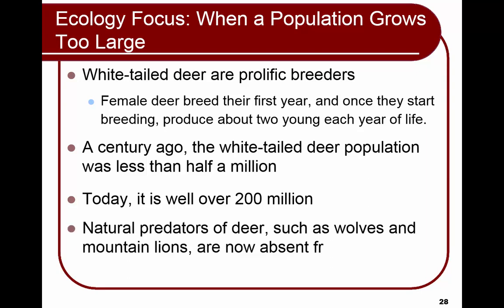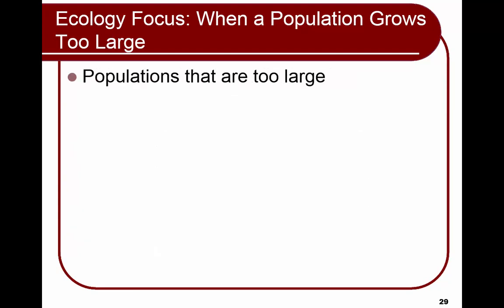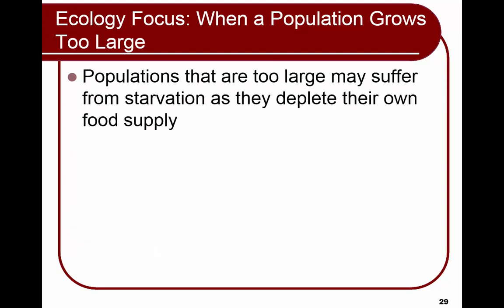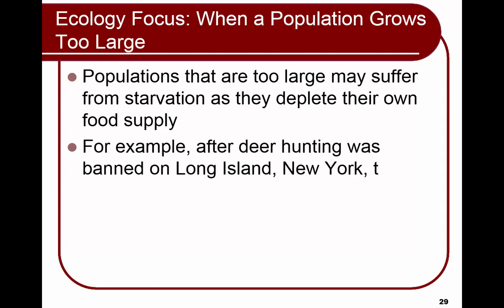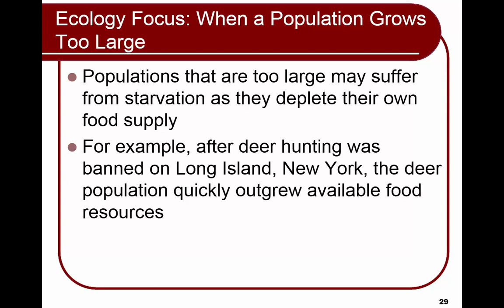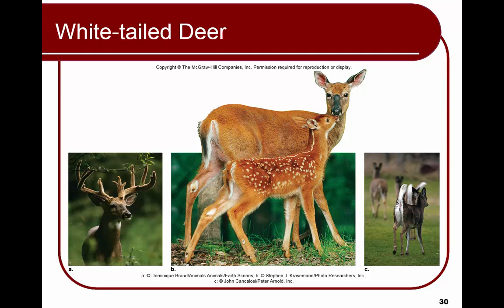The natural predators are absent from many regions. So they have plenty of food available, they stay healthy, they reproduce well, so you've got lots and lots of white-tailed deer. But they can start to starve because they eat up all their food. For example, when deer hunting was banned on Long Island, New York, the population outgrew its available food resources, and they started becoming sickly and weak, and the bones became visible through their skin because they weighed so little. They were not healthy at all.